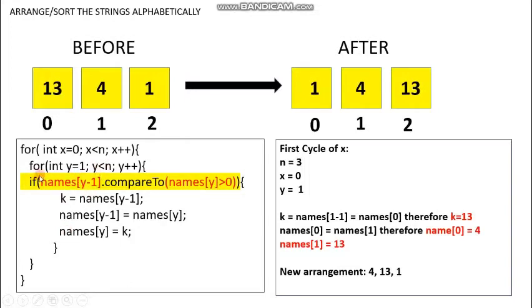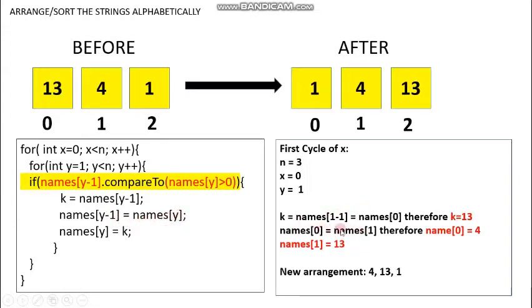Okay? For the meantime, i-disregard natin to for the sake of explanation. And hindi tayo masyadong maguluhan. Okay? Now, if the value of y is 1, names 1 minus 1 is name index 0. Okay? Now, k equals name index 0. And the value of names index 0 is 13. Therefore, the value of k is 13. Now, names index y minus 1. 1 minus 1 is 0. Names index y plus 1.